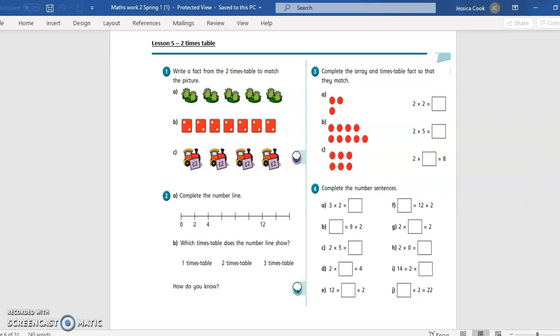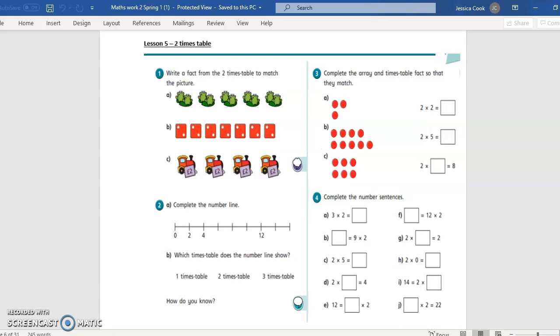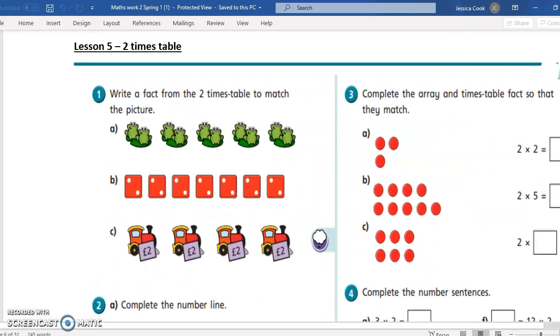Okay, let's have a look at this then that we've got. I'm going to try and enlarge this a little bit to look at the first part. Write a fact from the 2 times table to match a picture. 2, 4, 6, 8, 10. How many groups have we got there? 1, 2, 3, 4, 5. So I could write under here 5 groups of 2 equals, let me check, 2, 4, 6, 8, 10. 10. 5 groups of 2 equals 10.